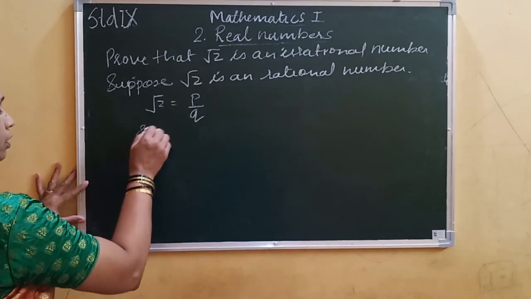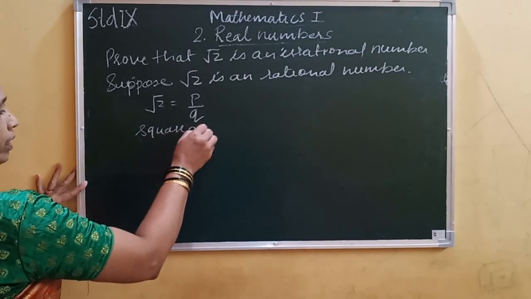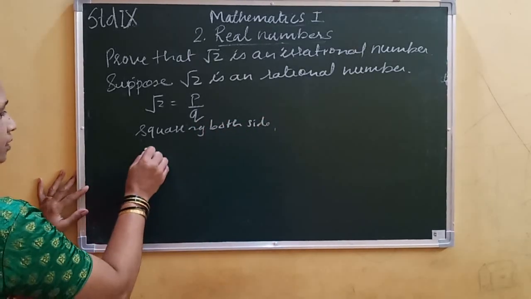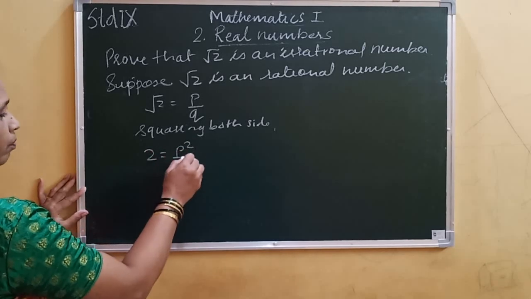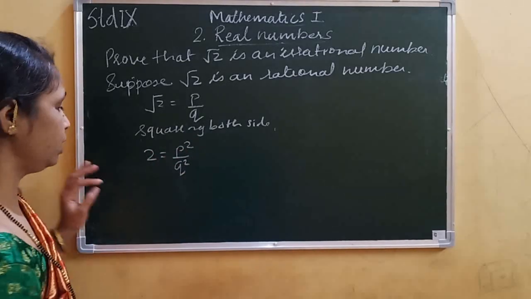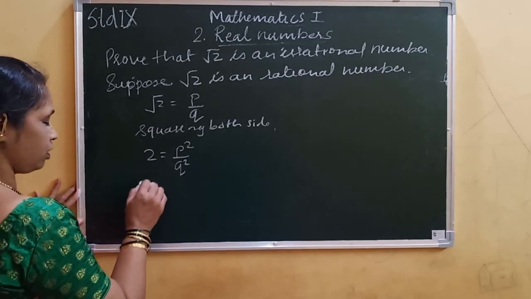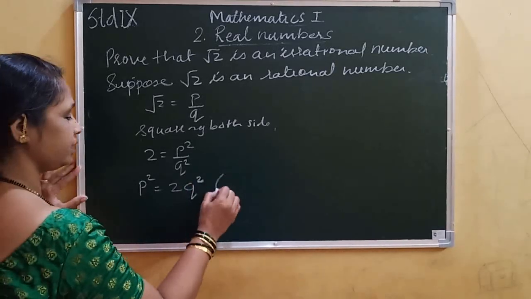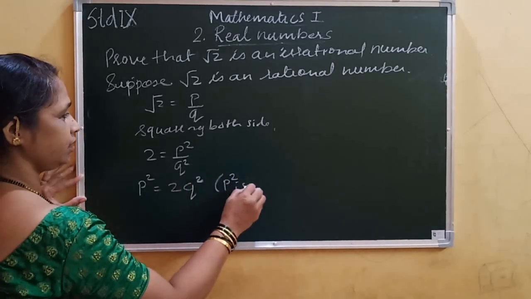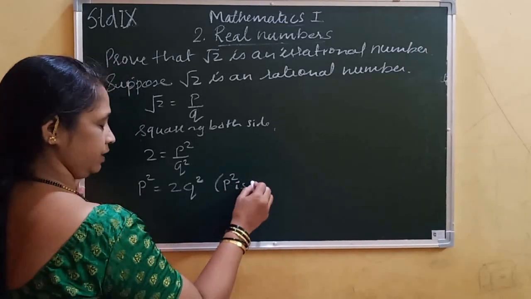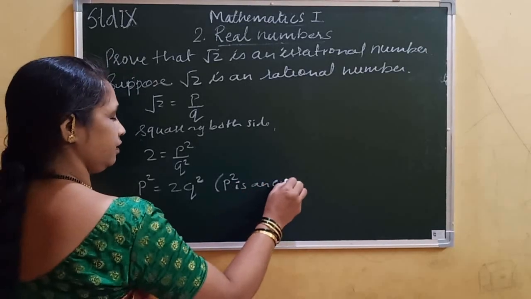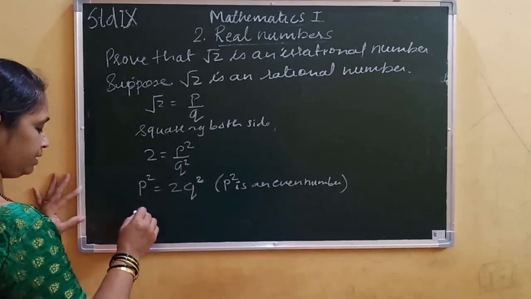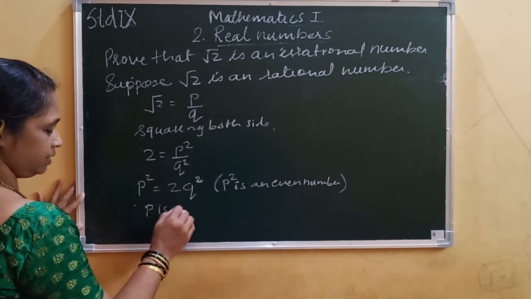Now what will we do? Squaring both sides, we will get 2 is equal to p square upon q square. Okay. Now see, p square is equal to 2q square. Means p square here is an even number. If p square is an even number, then p is also an even number.